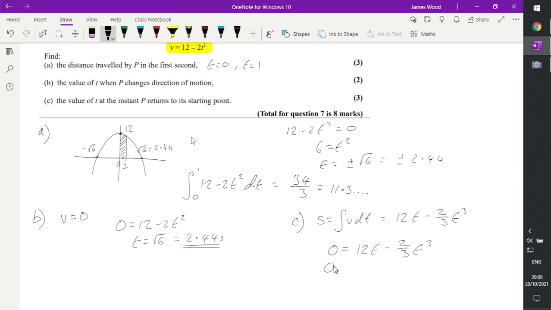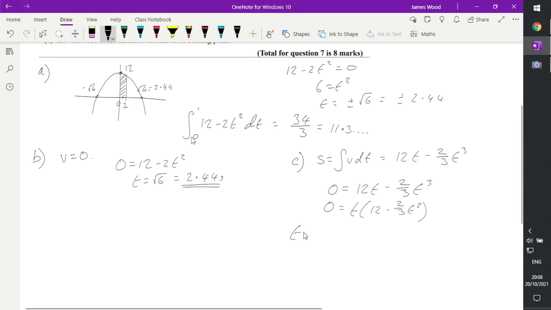Okay, so to solve this equation, I can factor out a t, like that. So my first solution is t equals 0. Well, that's obviously the first time it's at the origin, at the start. It starts at the origin, so that's easy. And the second solution will be when this bracket equals 0.